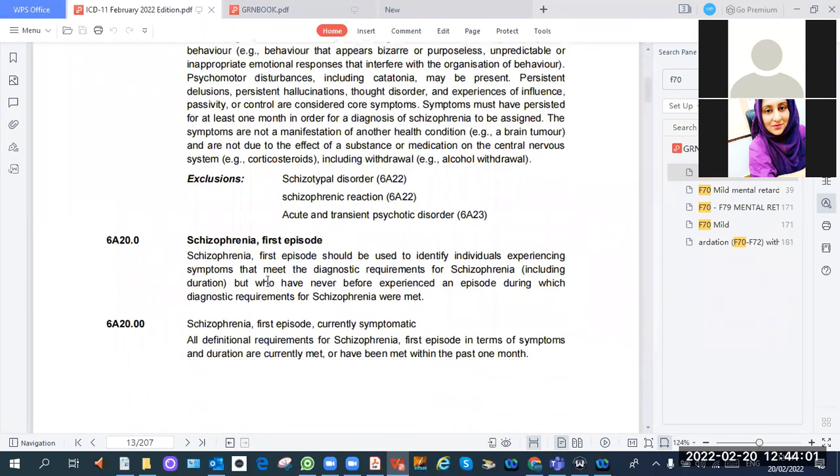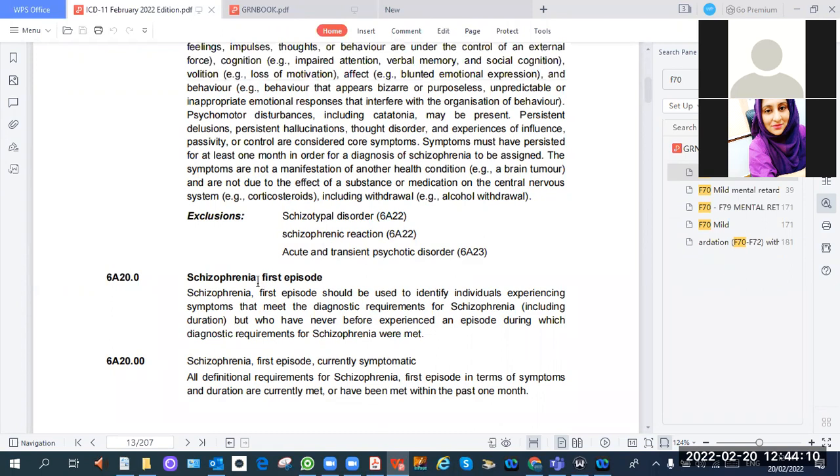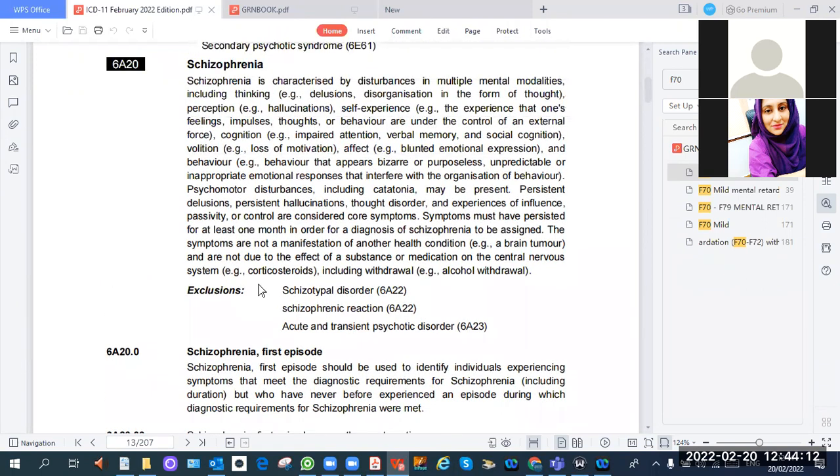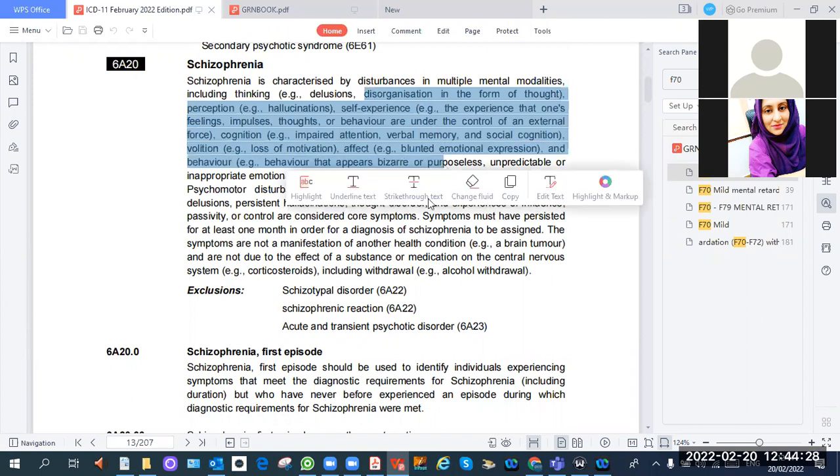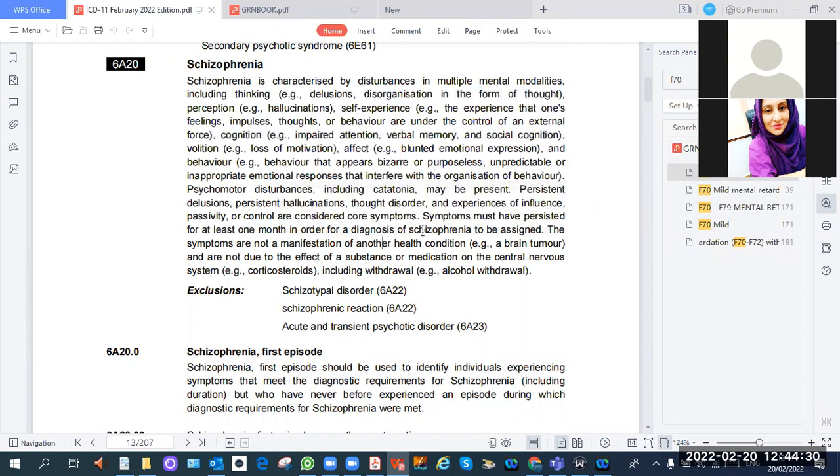Schizophrenia, first episode. I won't go into the details of the criteria, so you can read it. Schizophrenia must have persisted for at least 1 month in order to make a diagnosis of schizophrenia.